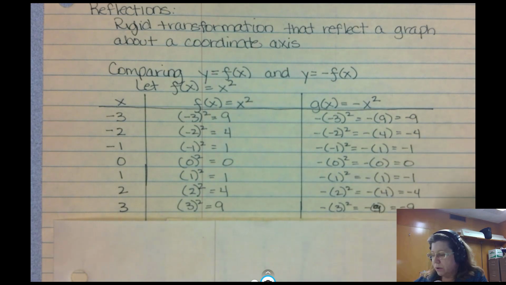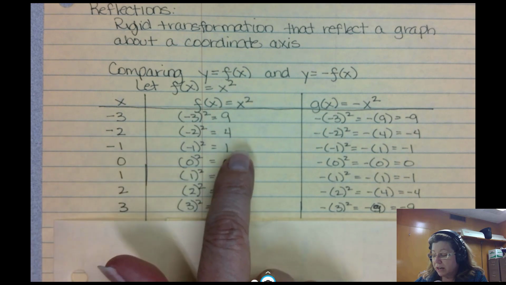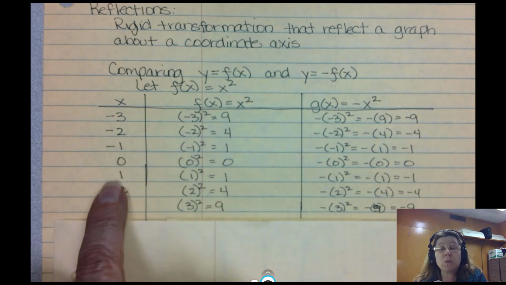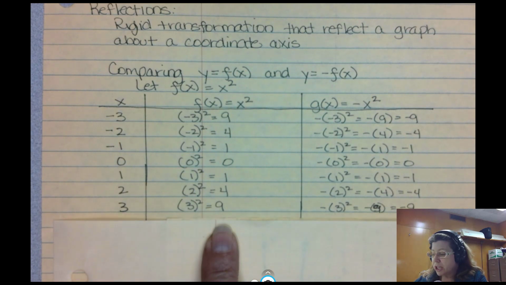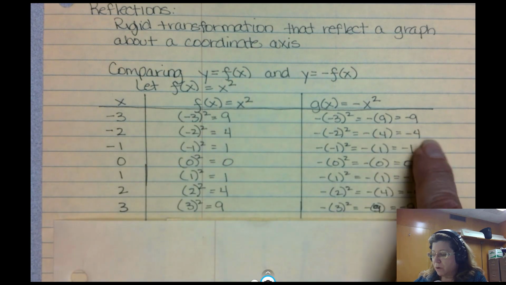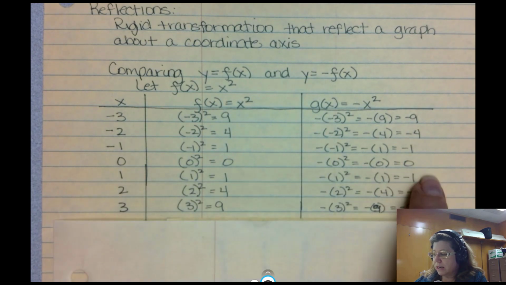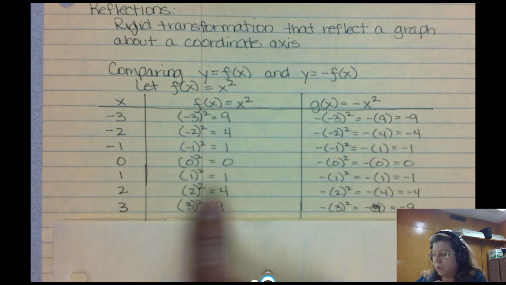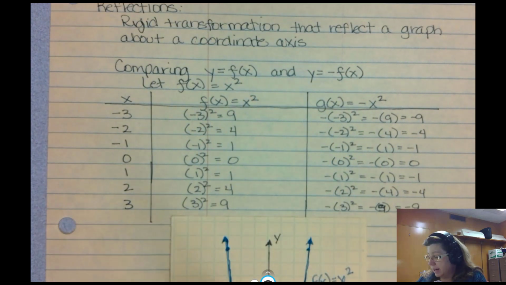And I'll let you finish up all of the points that we're going to plot. So for f of x, I'm going to use negative 3, 9, negative 2, 4, negative 1, 1, 0, 0, 1, 1, 2, 4, and 3, 9. For g of x, I'm going to use negative 3, negative 9, negative 2, negative 4, negative 1, negative 1, 0, 0, 1, negative 1, 2, negative 4, and 3, negative 9. And let's take a look at what that looks like.